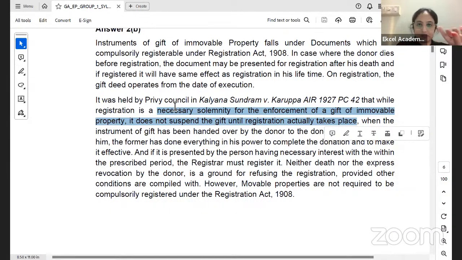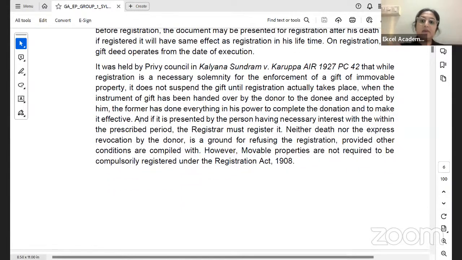So, in the first paragraph, they have told what happens in gifting of immovable property, and then they've explained also, see, even if the donor dies, if he has executed the documents, you can get it registered after his death also. So for this, you have to give a reference, no explanation you have to give. So when the case law is available, try to give a reference to it. In Kalyan Sundaram versus Karupa case, it was decided like this. The Privy Council has said that the gift will be valid even if it is registered after the death of the person, if it was executed during his lifetime. It is registered after that, no problem. So this was decided in Kalyan Sundaram versus Karupa.